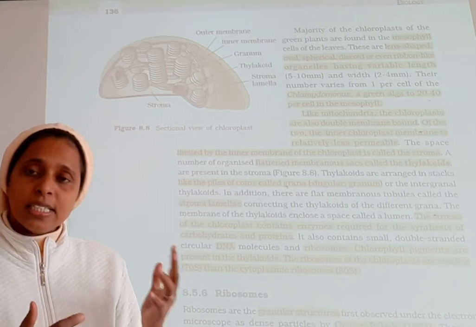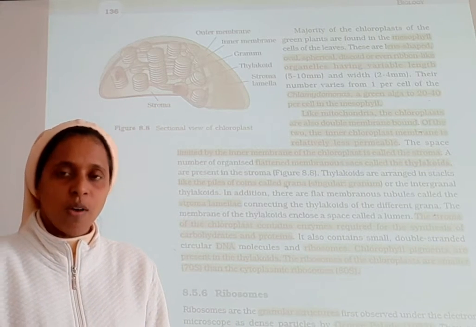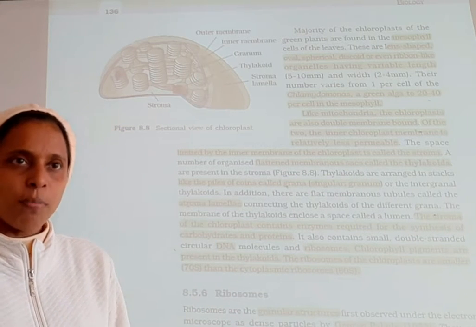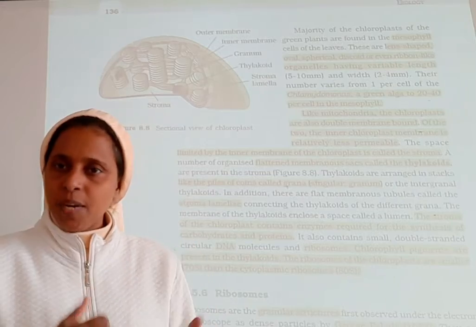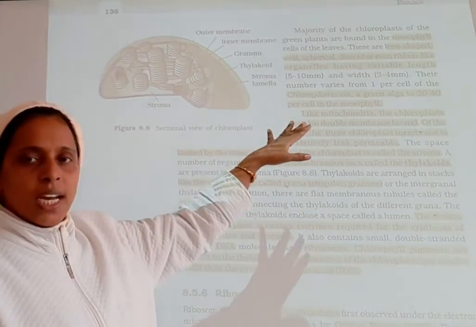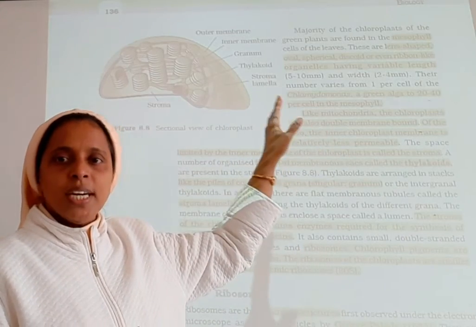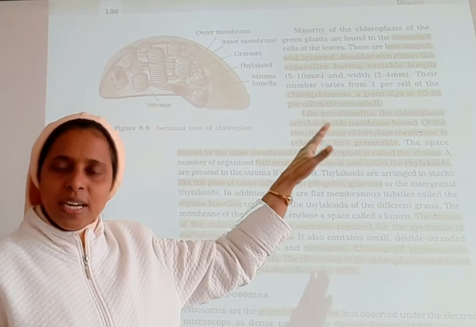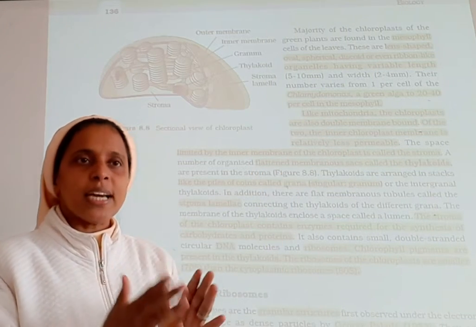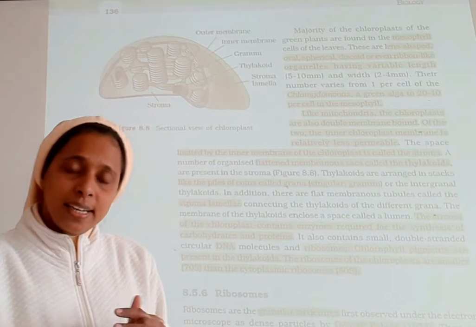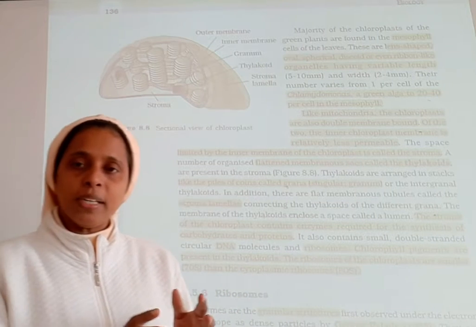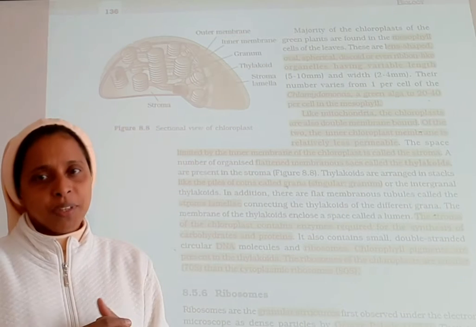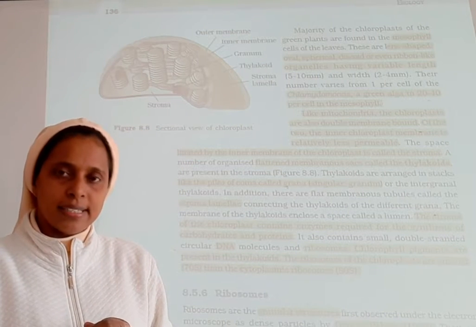Now, we all know that the majority of the chloroplasts of green plants are found in the mesophyll cells of the leaves. What is the shape of this one? It can be dent shaped, oval, spherical, discoid, or ribbon shaped. The sizes vary. It is said that Chlamydomonas green algae have 20 to 40 per cell.